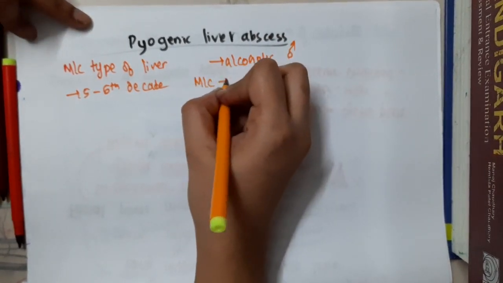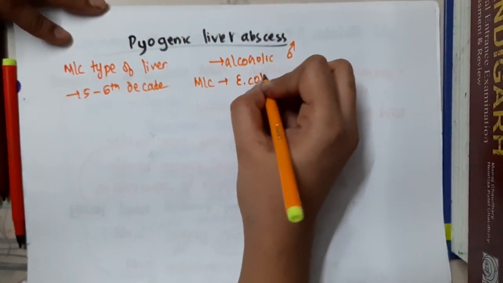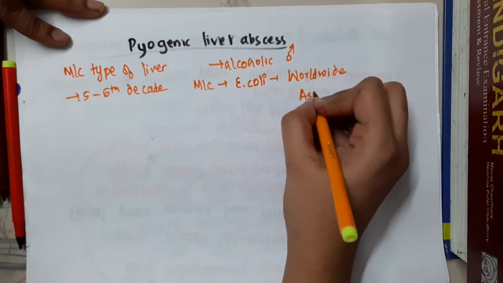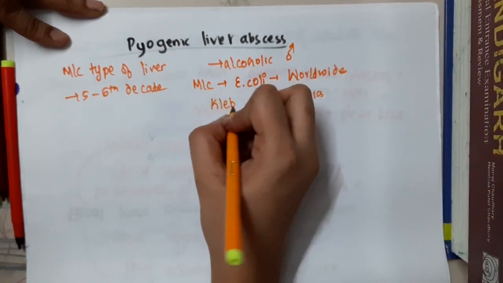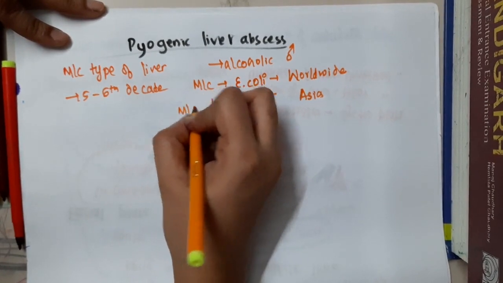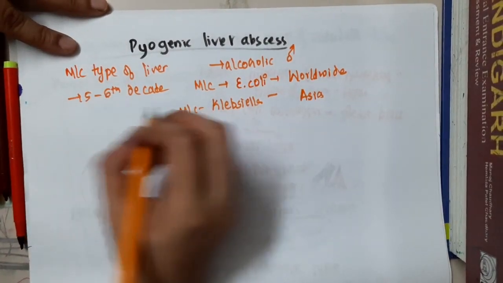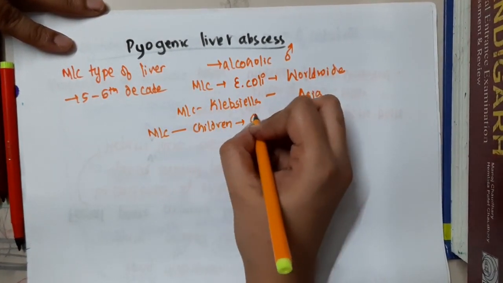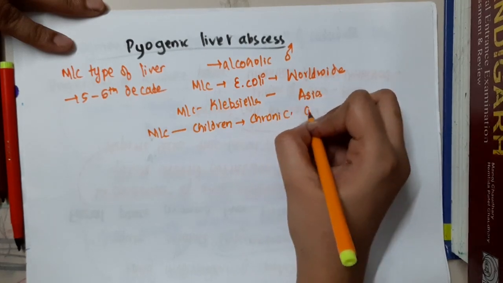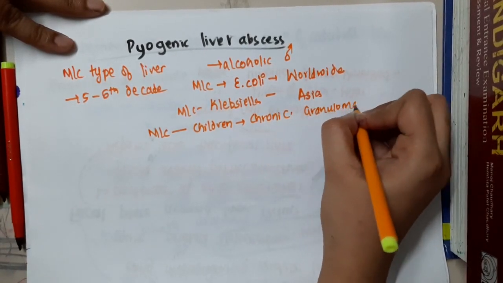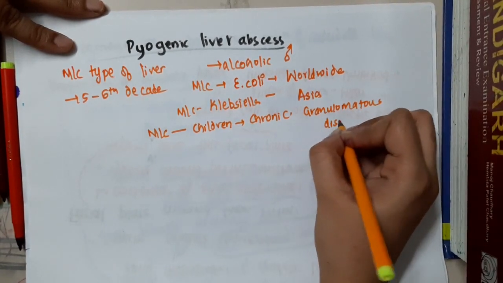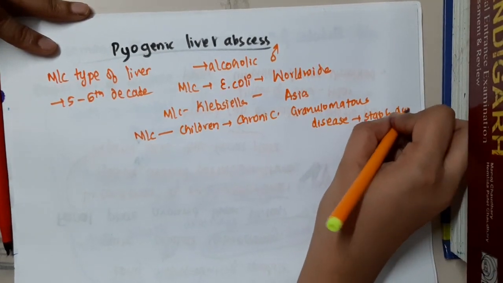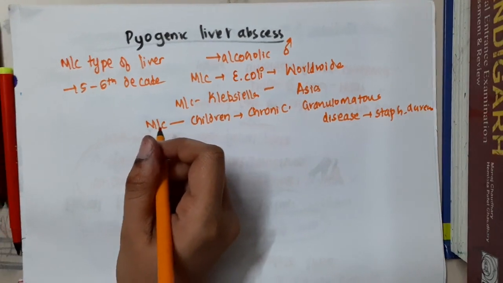What is the most common organism in pyogenic liver abscess? The most common organism worldwide is E. coli, and in Asia the most common organism associated with pyogenic liver abscess is Klebsiella. The most common organism in children suffering from chronic granulomatous disease is Staphylococcus aureus.